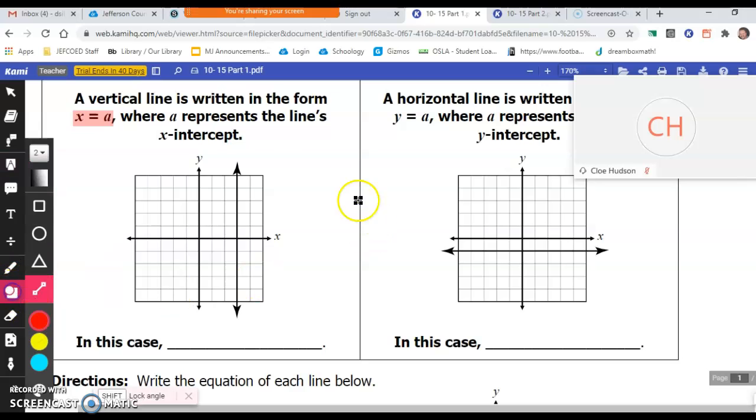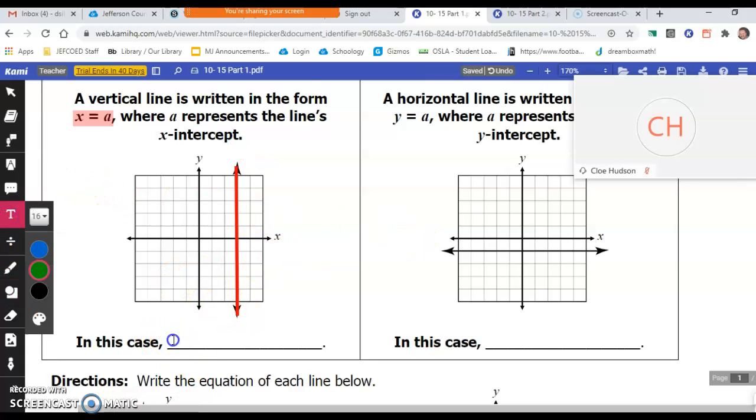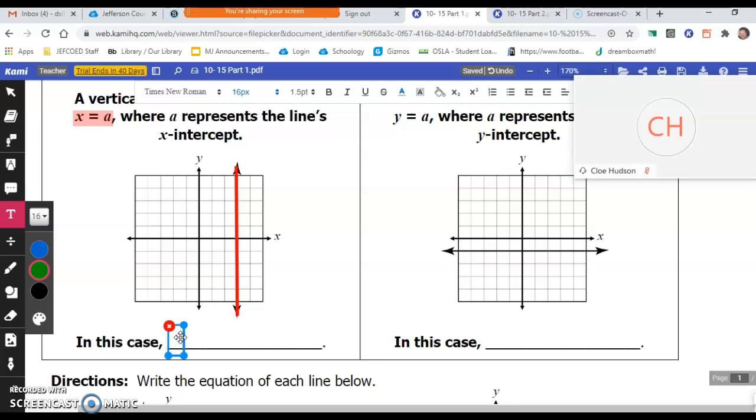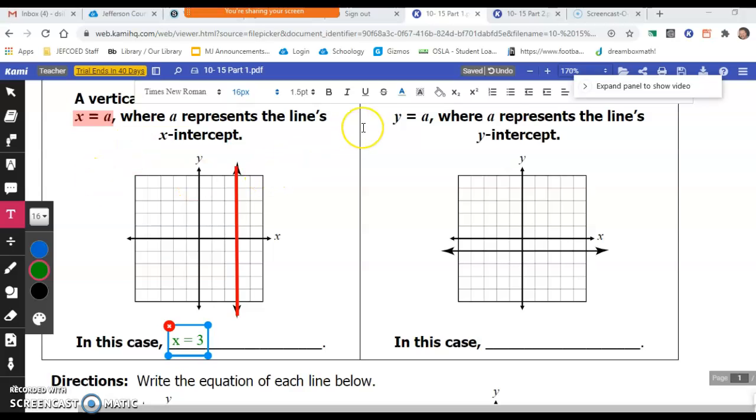So if we're looking here, and we're looking at this line right here, where does it cross the x-axis? At 3. So that would be x equals a positive 3. It is that simple. All right, looking at the second one. That is vertical lines.